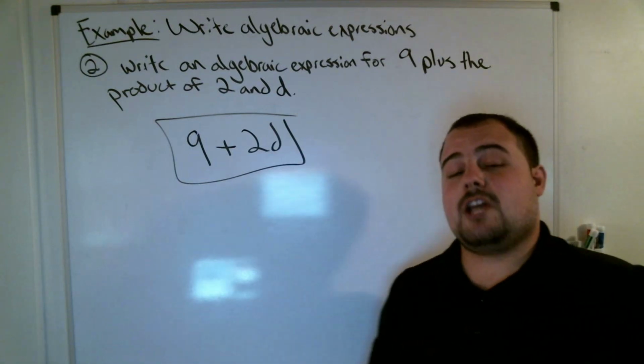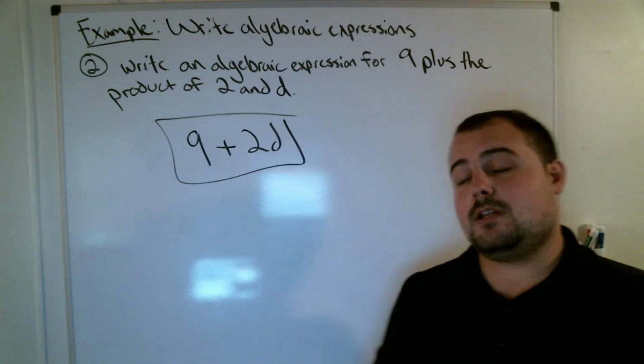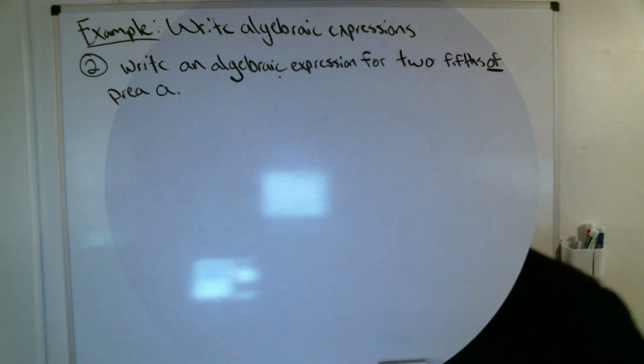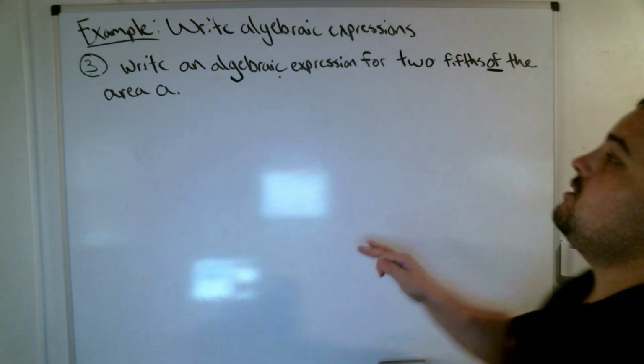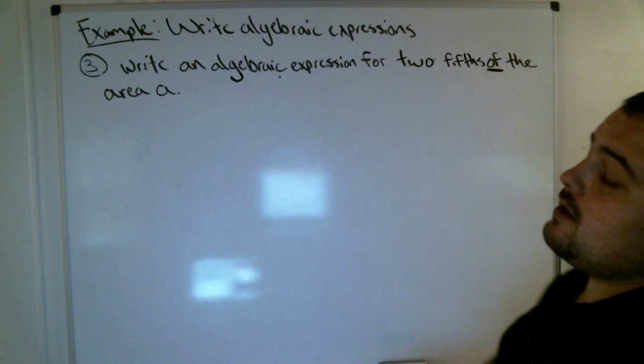Alright, so let's go into the challenge problems where you're going to try some problems completely on your own and see how you do. Alright, welcome back guys. So in this one, we're going to read the problem. It says write an algebraic expression for 2/5 of the area A.